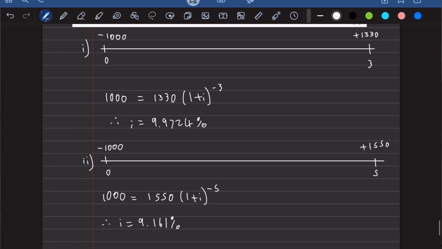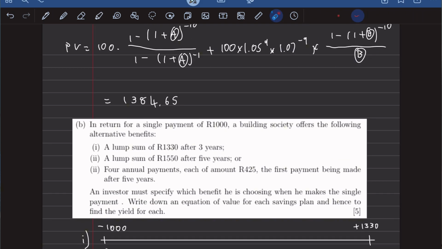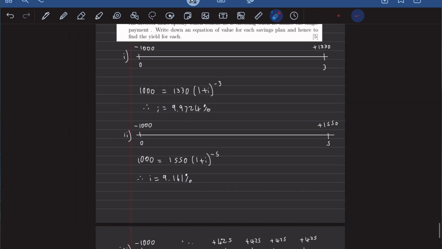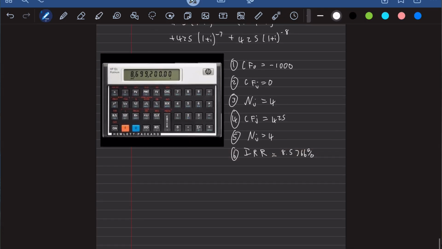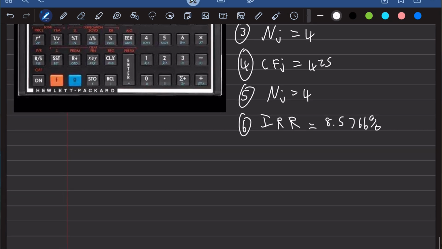And now we must just finally answer the question, because the question says he must choose one of these, right? So he's going to choose the one with the highest yield. So let's have a look. For the first one, it has like 9.9. Next one's around 9.1, and then 8.5. So our final answer would be he's going to choose the first option.